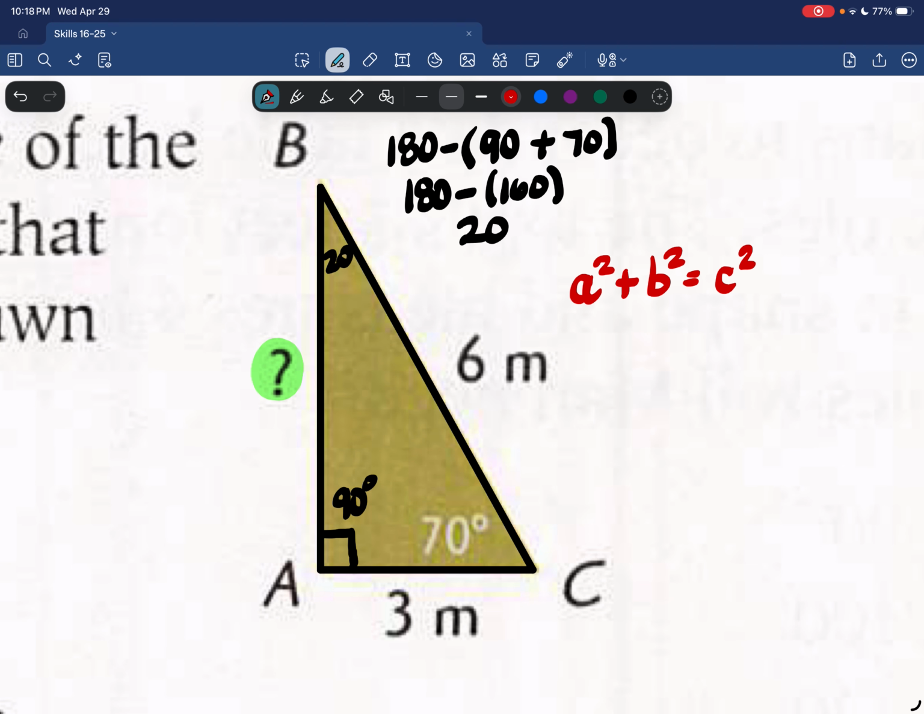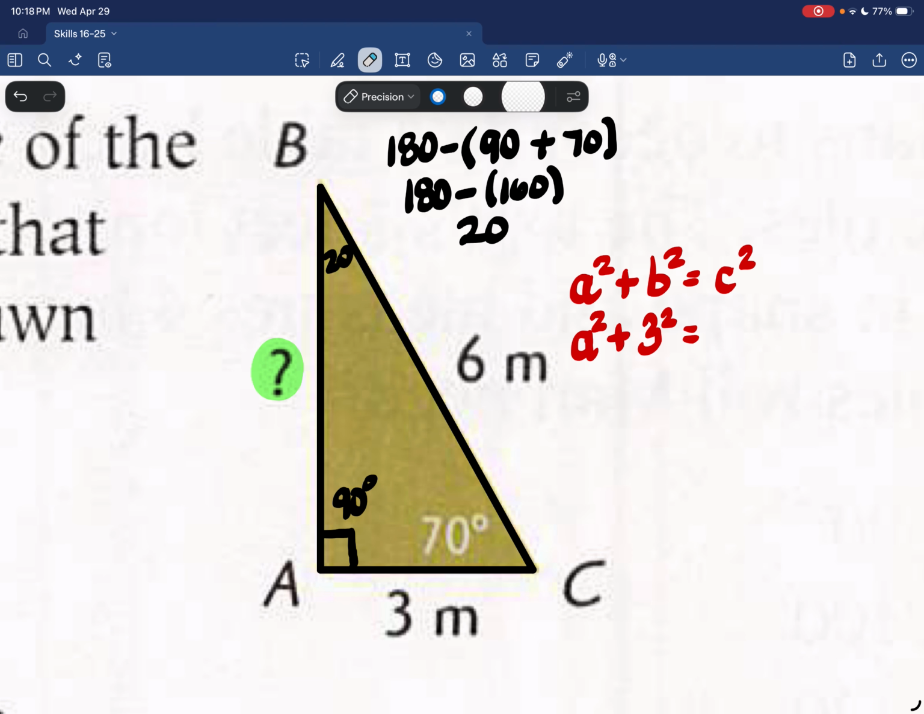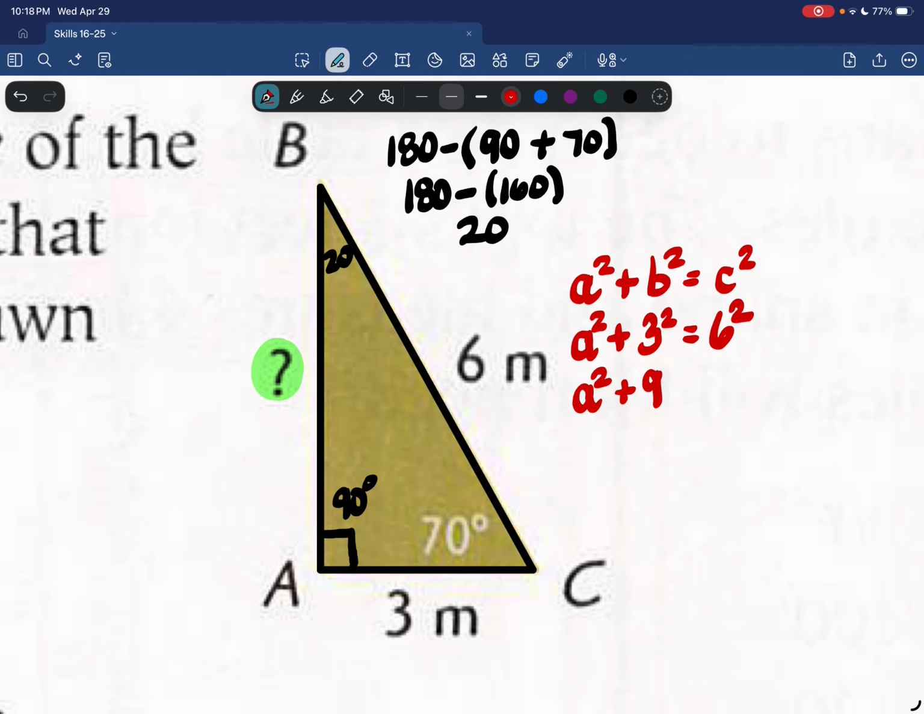All right, so A, I'm going to use that as one of the legs. The other leg is 3, so 3 squared. The hypotenuse is 6, and I'm squaring that, so 6 squared. So A squared plus 3 times 3, that's 9, equals 6 times 6, which is 36. Then I will take the 9 off both sides. So A squared is going to be 36 minus 9, and that is 27.